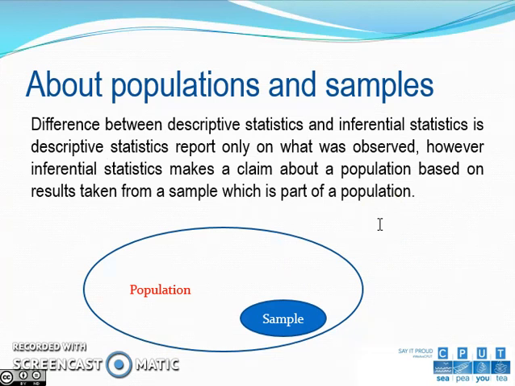So the difference between descriptive statistics and inferential statistics is that descriptive statistics only reports on what is observed. So we take a sample and we can report on what is observed. What do we see in that smaller group? And then we know that this smaller group should represent a larger group. We use the information that we've obtained on the smaller group and we make a projection on the larger group, which is the population.